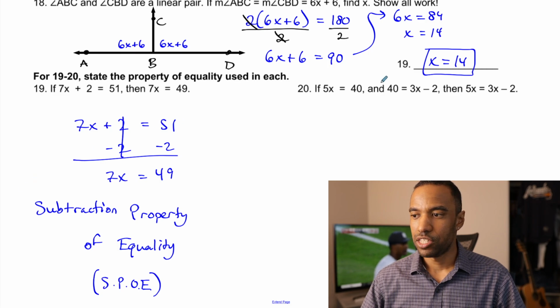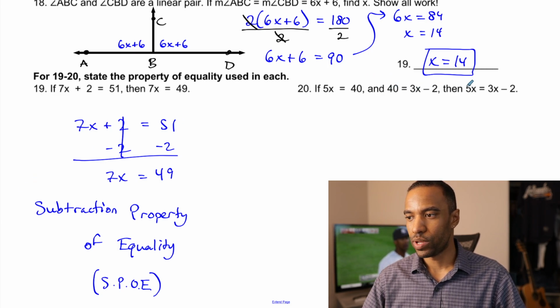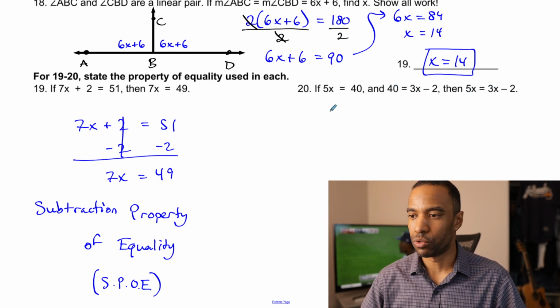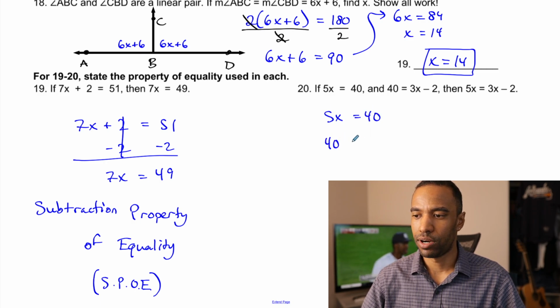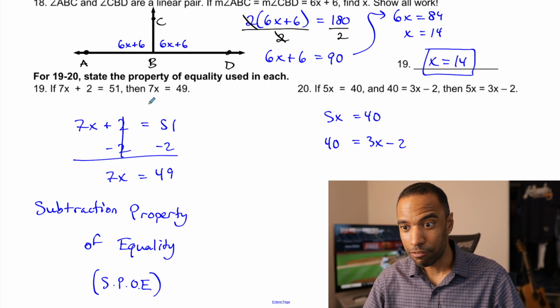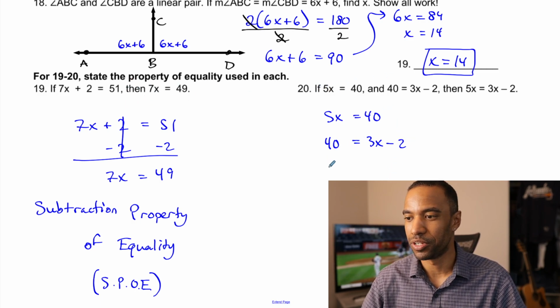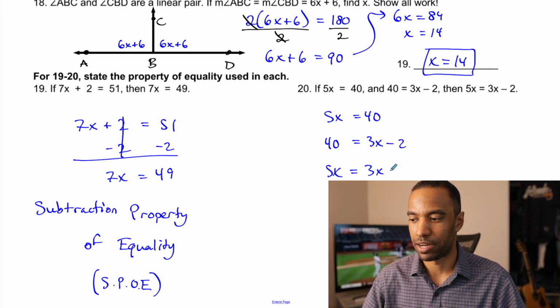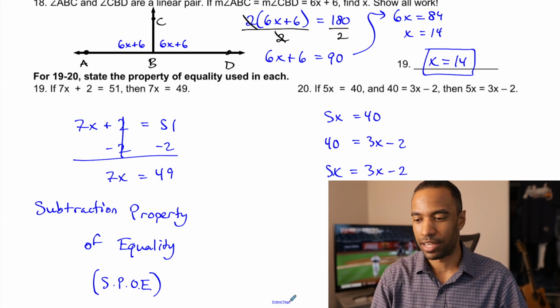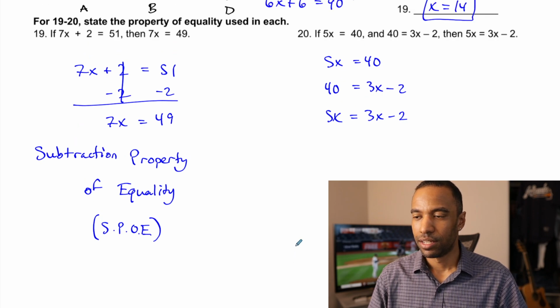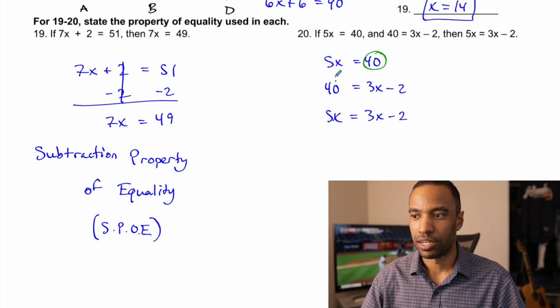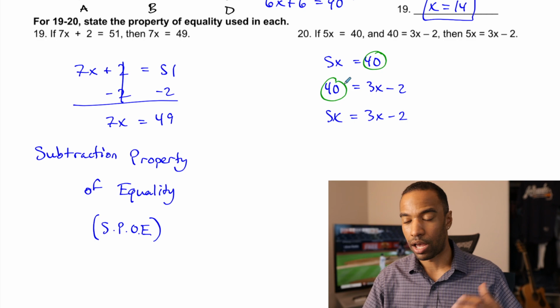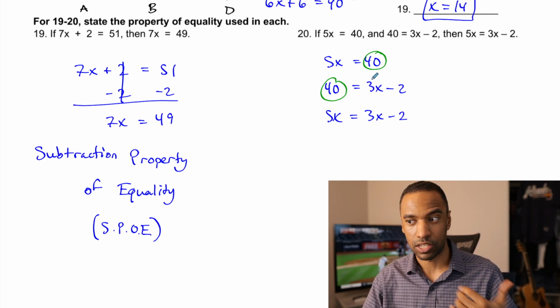Number 20: if 5x equals 40 and 40 equals 3x minus 2, then 5x equals 3x minus 2. I'm going to rewrite those one more time. 5x equals 40, 40 equals 3x minus 2. By the way, that's a hypothesis. If this, then that, right? Hypothesis, conclusion. Then 5x equals 3x minus 2. Well, what's occurring there, guys? Take a look at that. 40 is a shared expression here that is equivalent to both 5x and 3x minus 2.